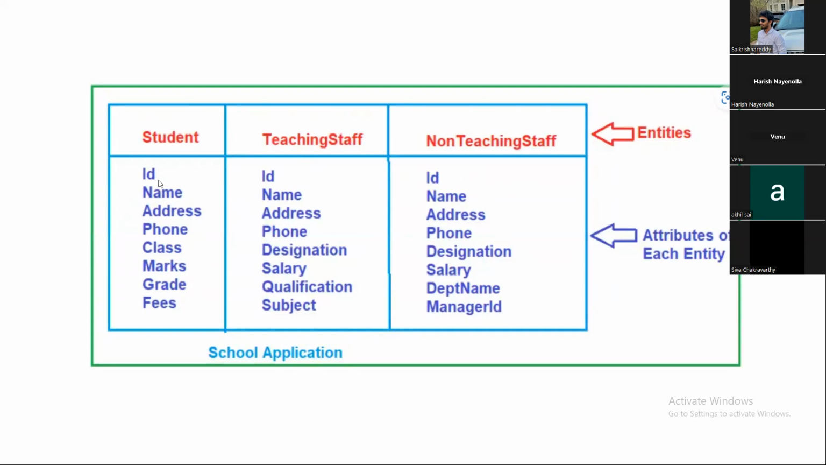And if you see in the teaching staff and non-teaching staff, designation and salary are both common, right? So again, you can create one more intermediate class to store the designation and salary. And then you create separate classes for class, marks, grade and fee, for qualification and subject, and for department name and manager.